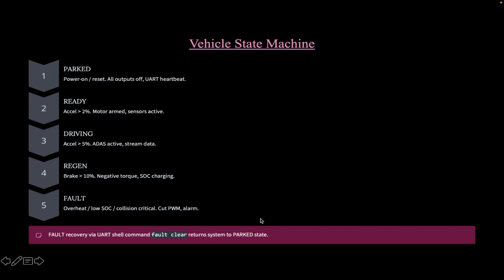Now, when you're in the fault state and you want to go back to the parked state, you can't just force it back. You have to manually type a command, which is fault clear. I'll be showing the code and how you have to type it in the UART shell. UART shell is a file that you'll be creating in STM32CubeIDE, where you type fault clear so that from the fault state the system can go back to the parked state.